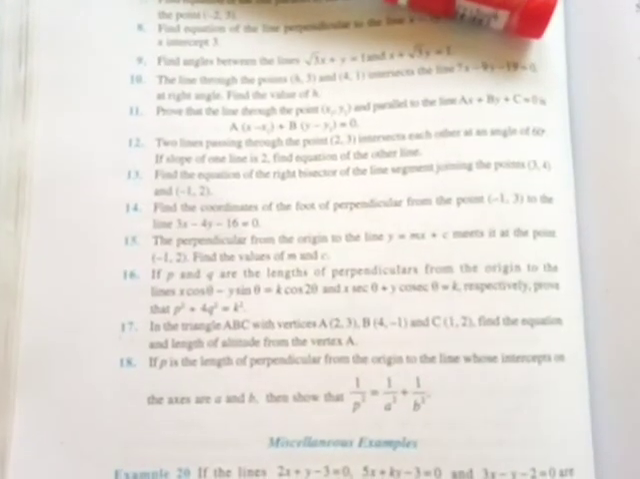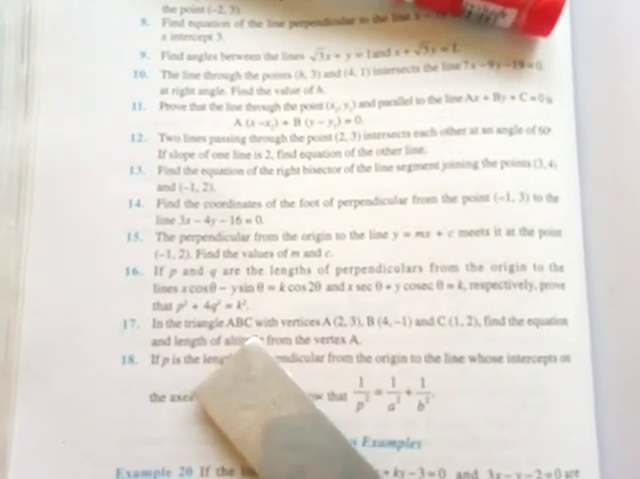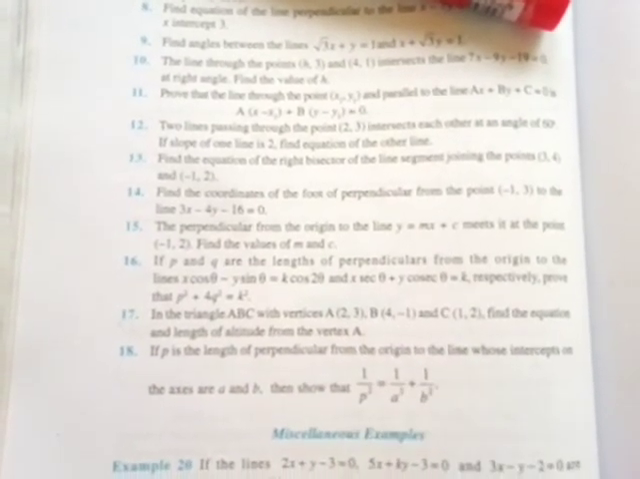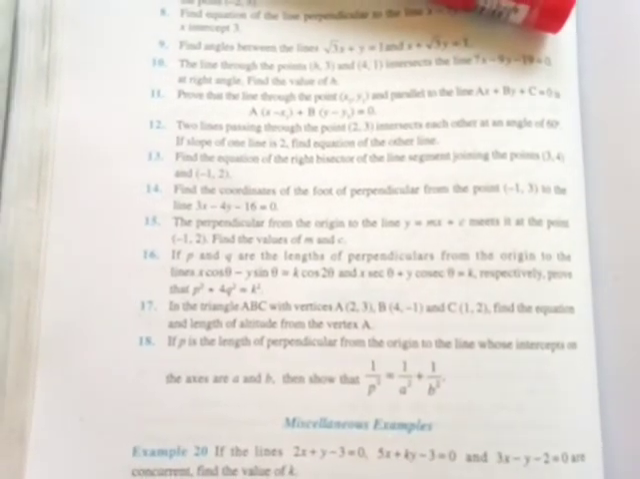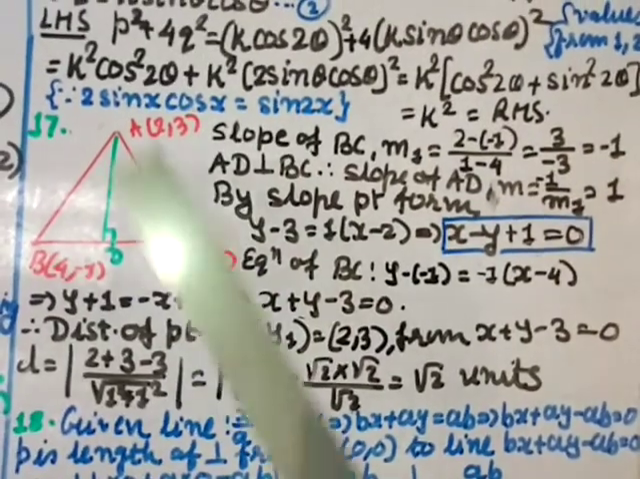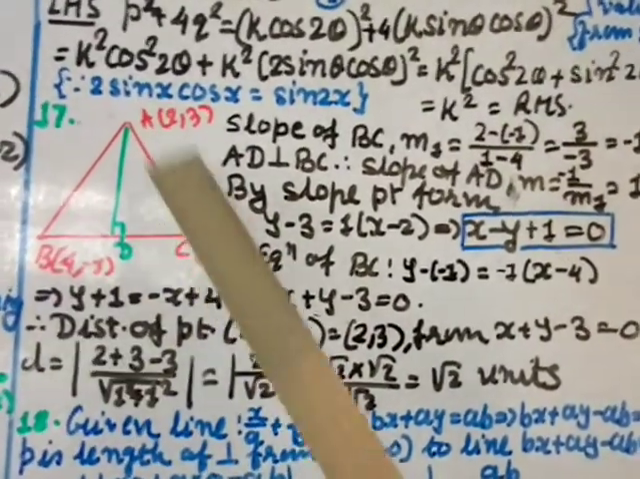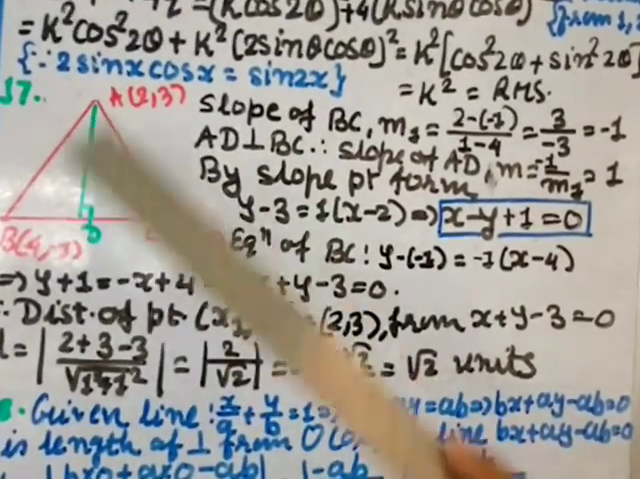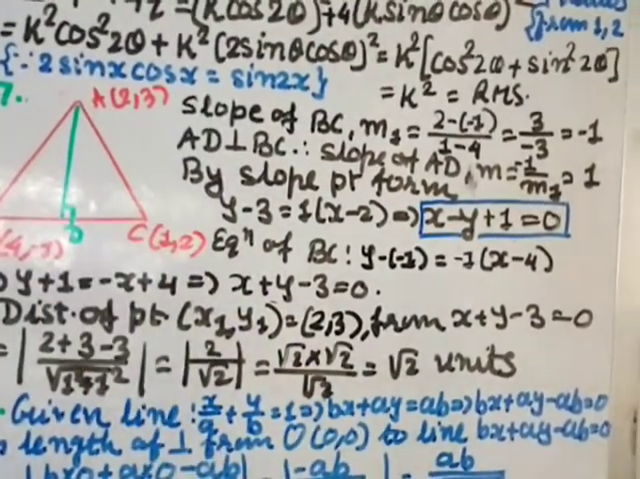Question number 17. In a triangle ABC with vertices A (2, 3), B (4, -1) and C (1, 2), find the equation and length of altitude from the vertex A. I am drawing the triangle ABC here. The vertices are given: 2, 3; 4, minus 1; 1 and 2. From A you are drawing an altitude. So the altitude is AD.